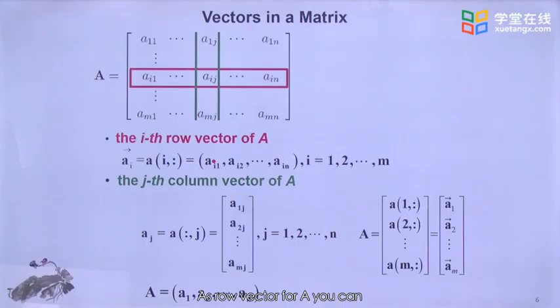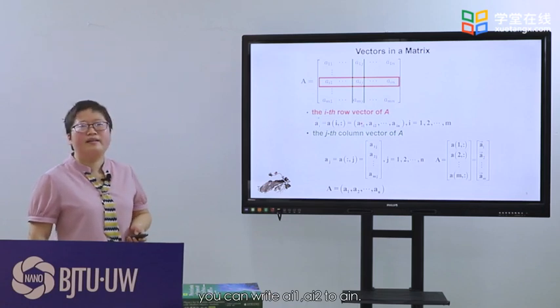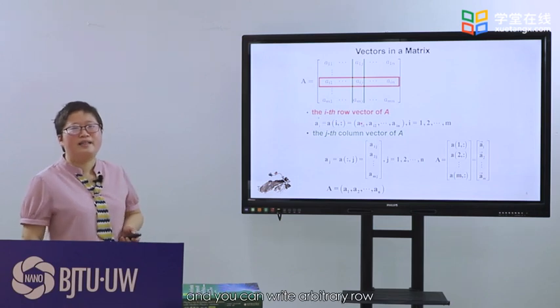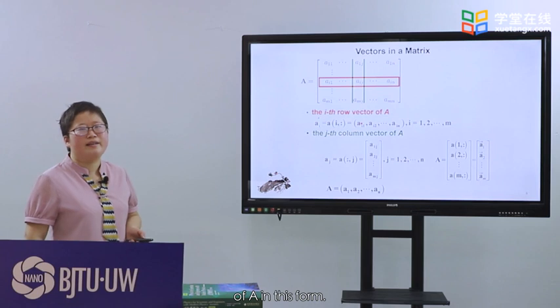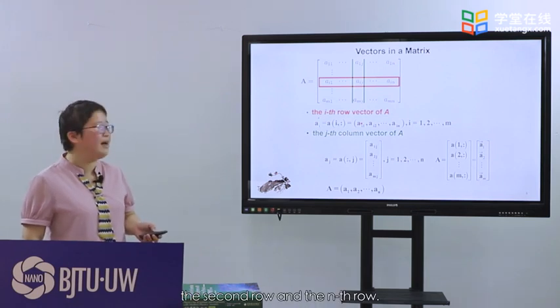The ith row vector of A, you can write as a_i with an arrow above it. So this is the ith row of A. And you can also write it as A parenthesis i and a semicolon. Entry-wise, you can write ai1, ai2, till ain. This is the ith row of A. And you can write an arbitrary row of A in this notation, for example, the first row, the second row, and the mth row.